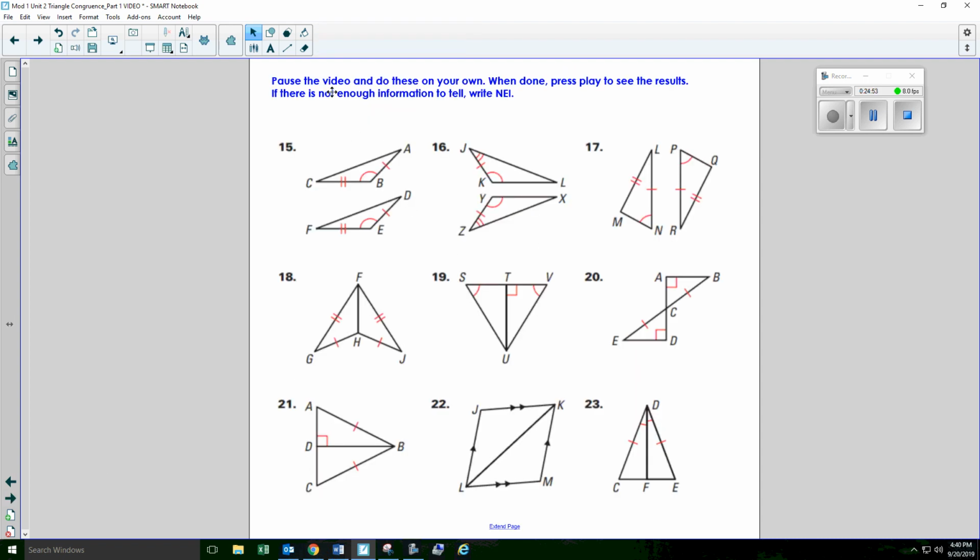Now, as it says, I want you to pause the video and do these ones on your own. When you're done, press play to see the results. If there's not enough information to tell, like on the last page, you write NEI like I did on the last page. So go ahead and pause the video. Hey, I said pause the video. Pause it. All right.